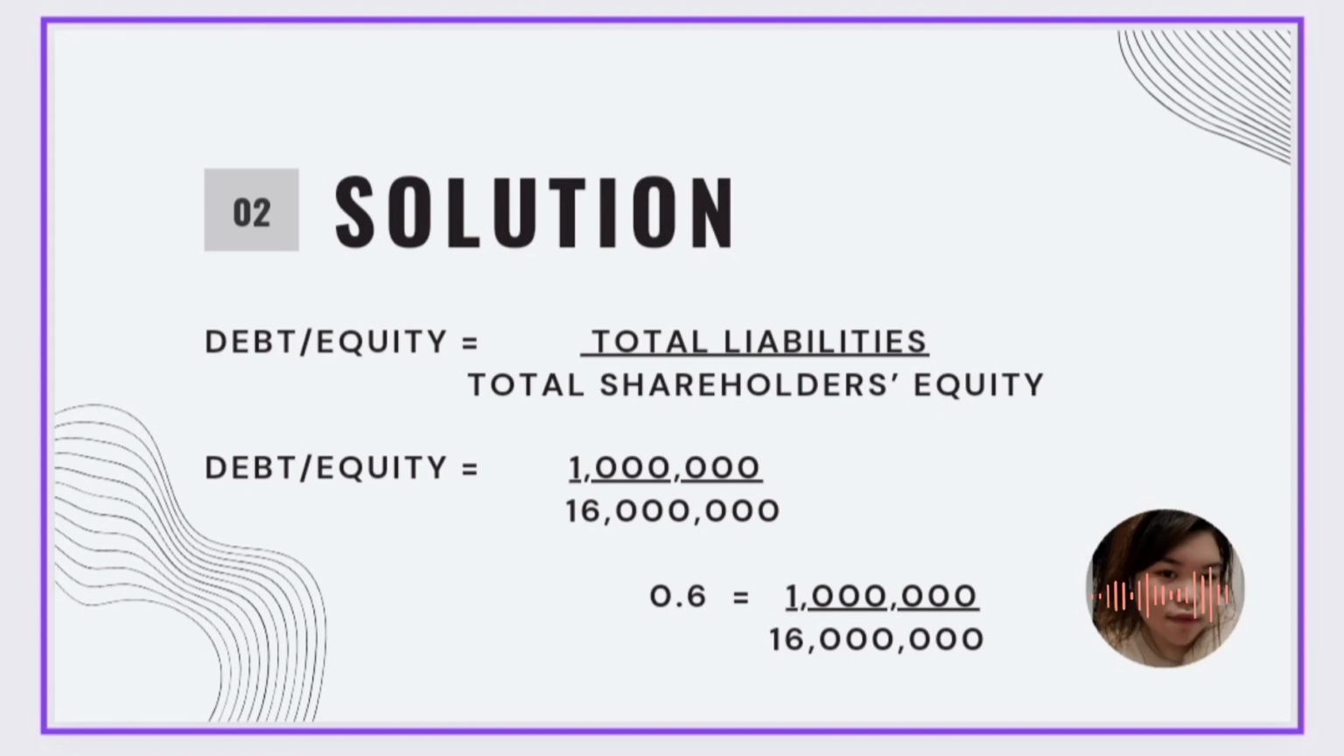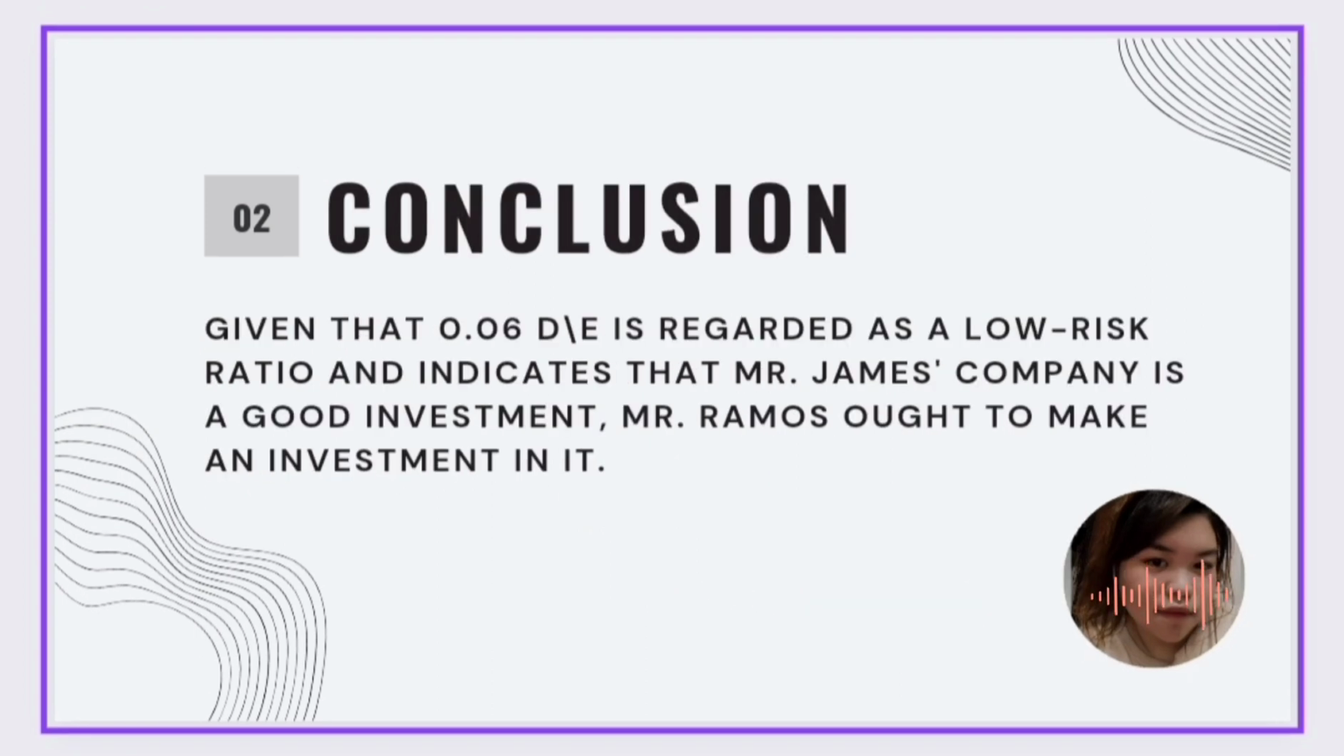Solution. The equation of debt to equity is equal to total liabilities divided by total shareholder equity. So debt to equity ratio equals 1 million divided by 16 million, which is equal to 0.06. Conclusion. Given that a low debt to equity ratio is regarded as low risk, it indicates that Mr. James' company is a good investment and Mr. Ramos should invest in it.